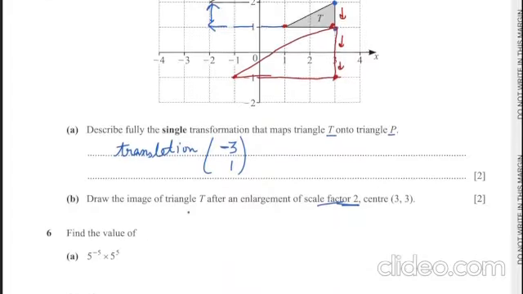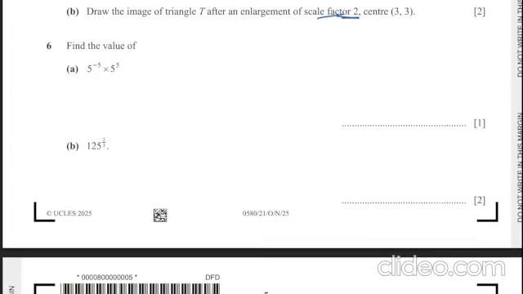Okay, let's move to the next question. It's super easy. 5 to the power minus 5 times 5 to the power plus 5. So powers will get added in this case. So minus 5 plus 5 is 0. So the answer is 5 to the power 0, which is 1.